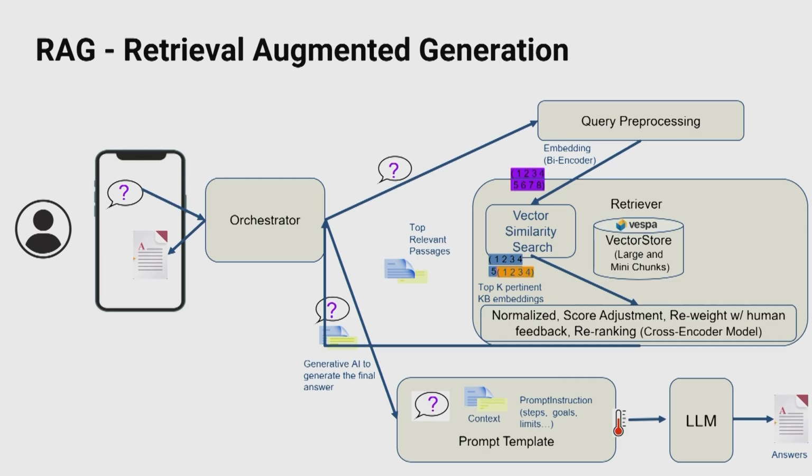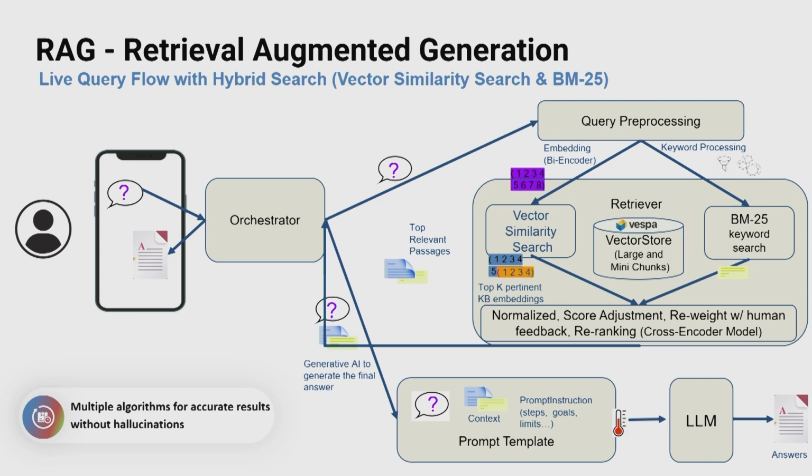When you have different languages, or different business glossaries that are not the same in the document and in the question, what you can do is add other algorithms to do several ways of searching. Here we also add BM25 with a keyword search.